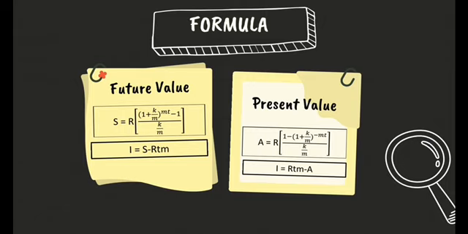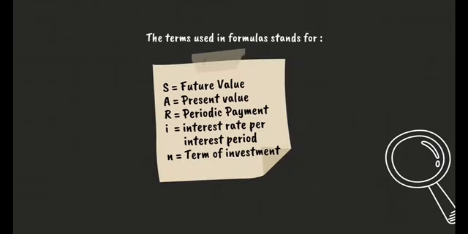Next, to find the present value, use the formula A = R[1 - (1 + K/M)^(-MT)]/(K/M). And to find the interest, use the formula I = RTM - A. The terms used in the formula stand for: S, future value; A, present value; R, periodic payment; I, interest rate per interest period; and T, term of investment.